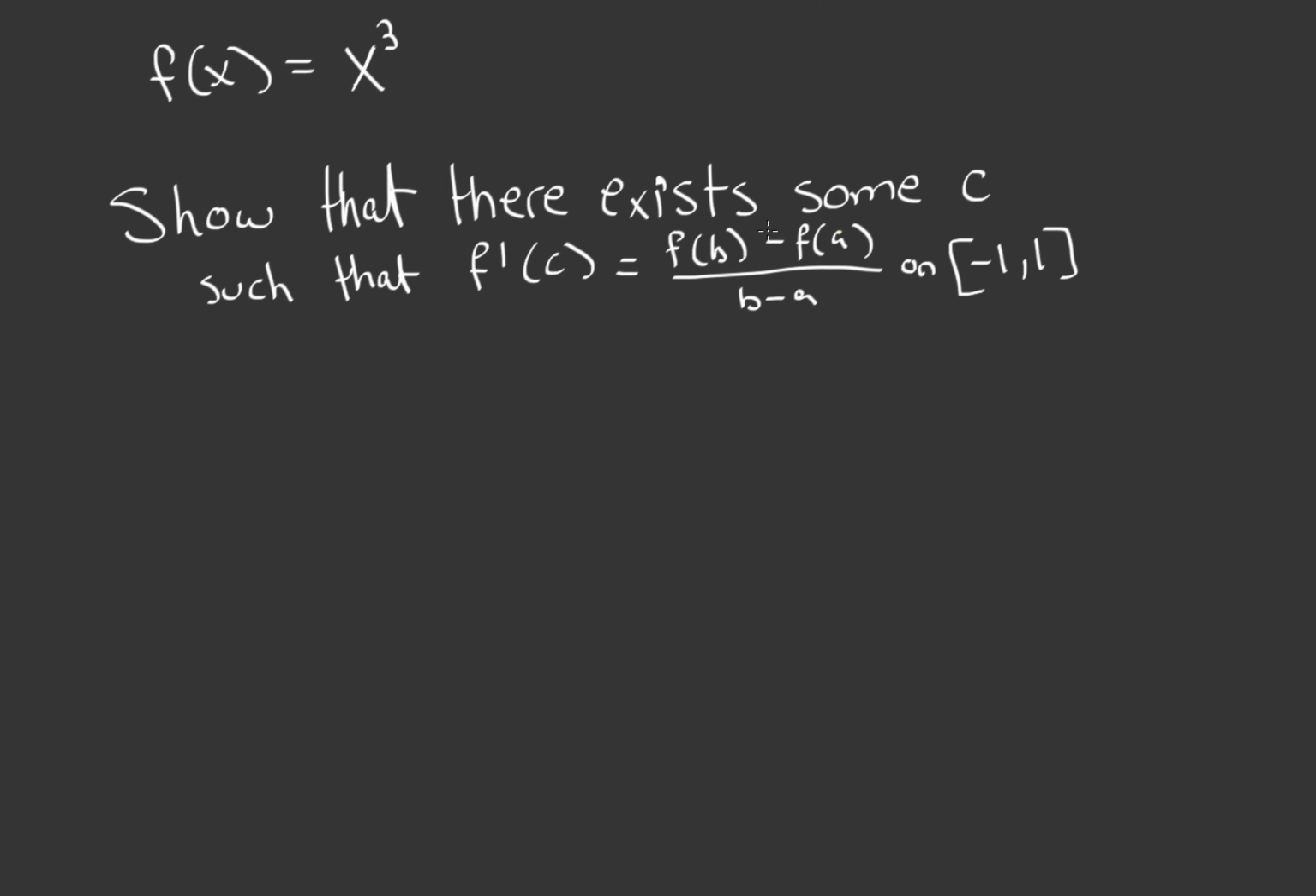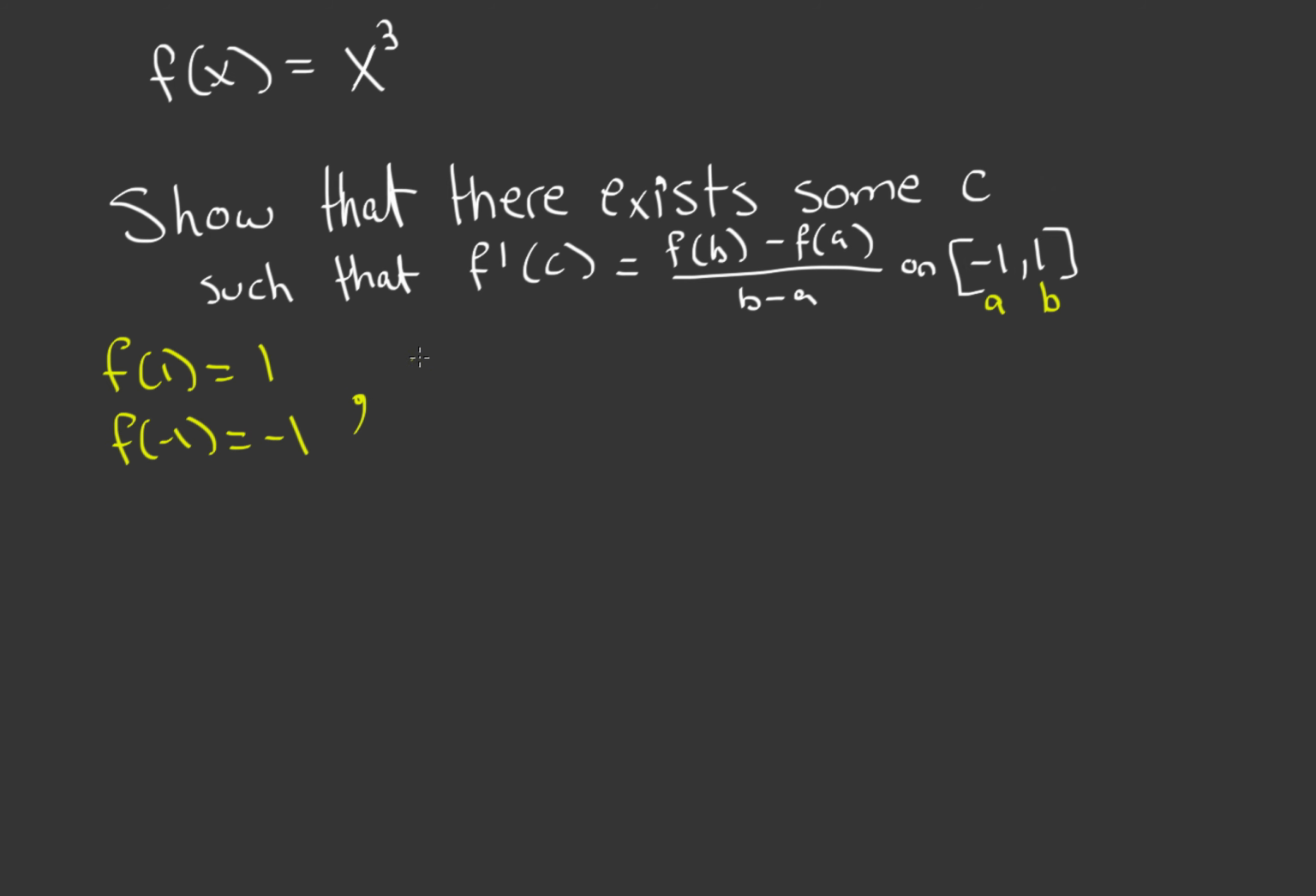So let's find f(b), f(a), and then b and a. Well, this is just b, which is the upper bound of the interval, and this is a. And then f of 1 is equal to 1 cubed, which is 1. And f of negative 1 is just equal to negative 1 cubed, which is negative 1.